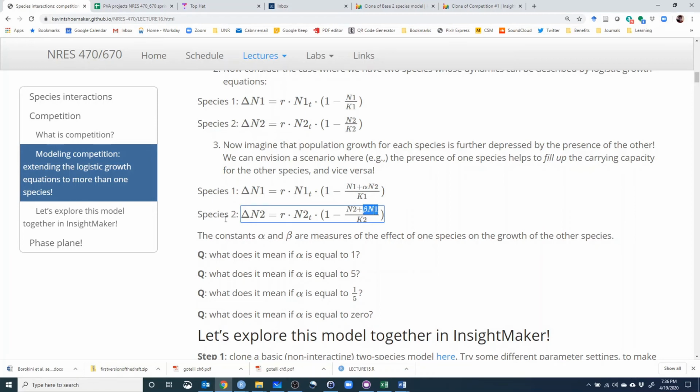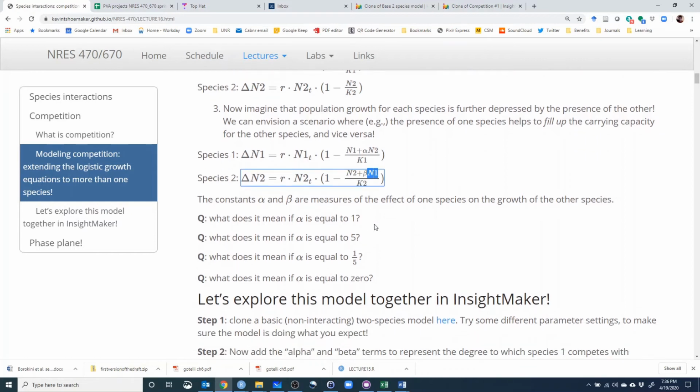So in the species 2 equation, the change in abundance is equal to R times N2. This R could be species specific for N2, for species 2. And then we multiply that by this term, which in the absence of species 1 is just the same as the logistic growth model, 1 minus N2 over K2, but instead it's N2 plus beta times N1 over K2, all right? So this, again, this beta N1 term is just representing the degree to which species 1 is filling up carrying capacity for species 2.